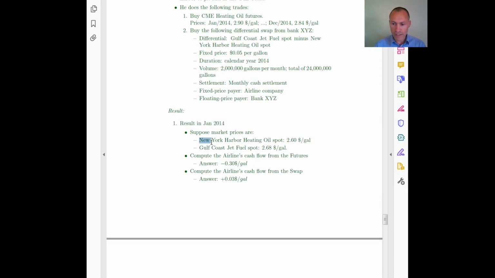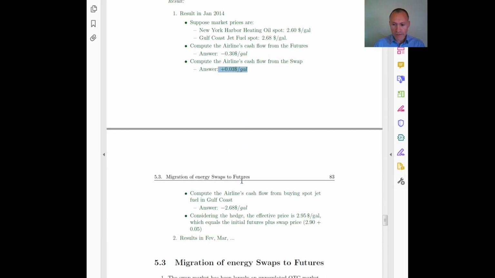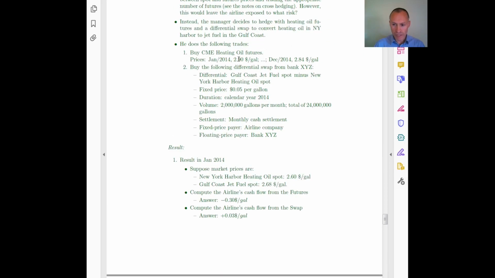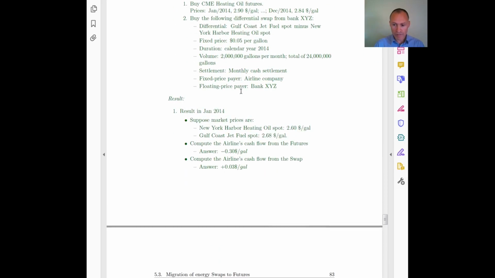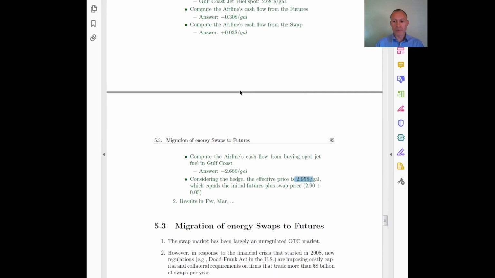Given a scenario, let's say that these are the market spot prices when you get to January. Compute the payoff from the first part, from the futures. Compute the payoff from the second part, the swap. You should be getting this. And this is how much you actually need to pay to buy the jet fuel in the spot market at this price here. Once you consider everything, the net or effective price in the end is going to be 2.95, exactly as we were expecting, 2.90 plus 0.05, right? So it works exactly as it should.